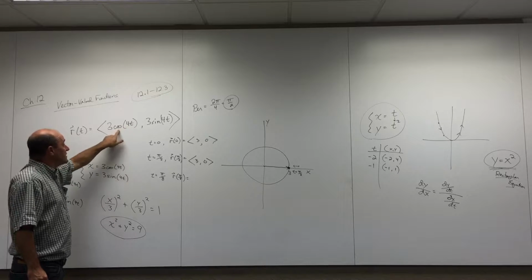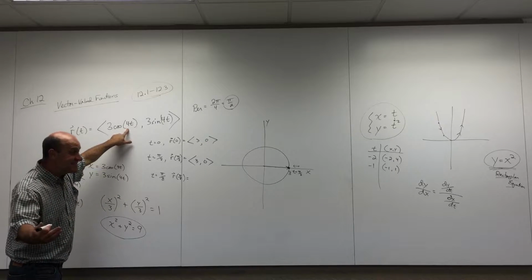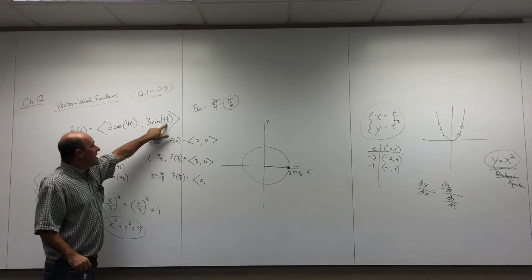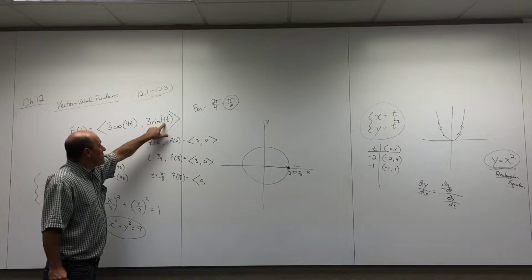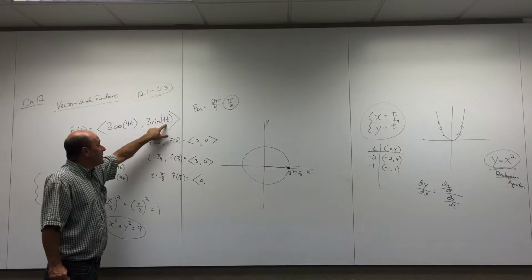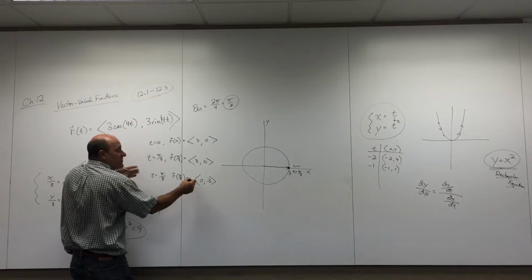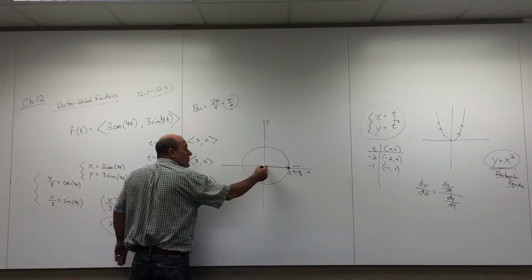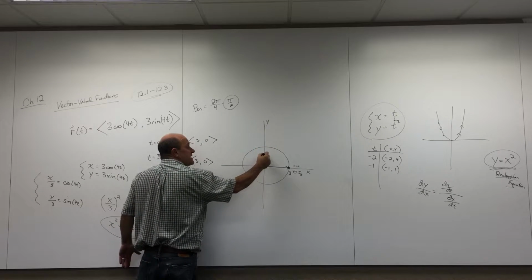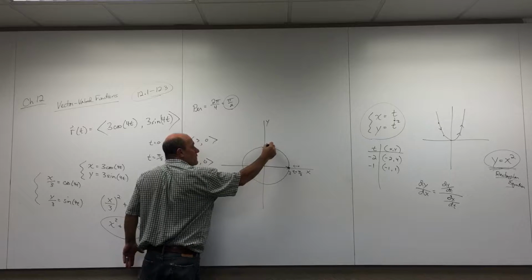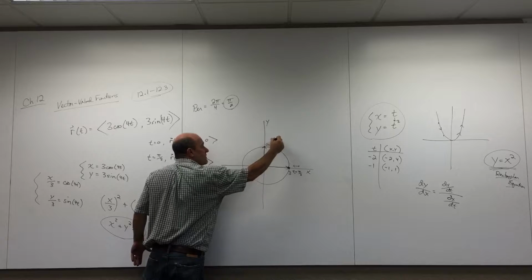That's pi over 2. Cosine of pi over 2 is 0. And pi over 8 times 4 is pi over 2. What's the sine of pi over 2? 1. 1 times 3 is 3. Now I am at the vector 0, 3, which takes me out to this position. I'm there when t is pi over 8.